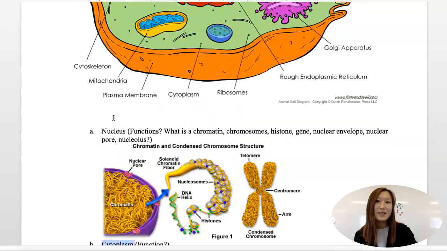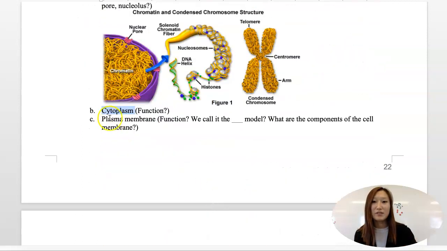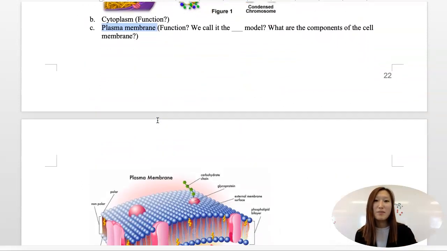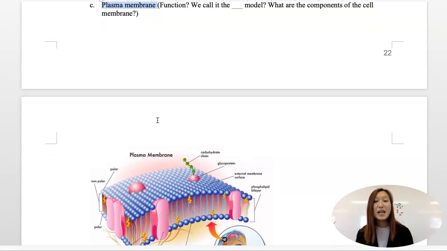Moving on to cytoplasm, that's the liquid, jelly-like gel inside the cell that allows a lot of material to float around and travel from one place to the next, to allow a lot of reactions to happen. So that's the cytoplasm. The cell membrane and the plasma membrane are the same thing. The function is that it keeps everything inside the cell when it's supposed to be inside the cell and keeps everything out, and it allows certain waste and nutrients to go in and out of the cell. It also allows cell transport. Material can go in and out of the cell.